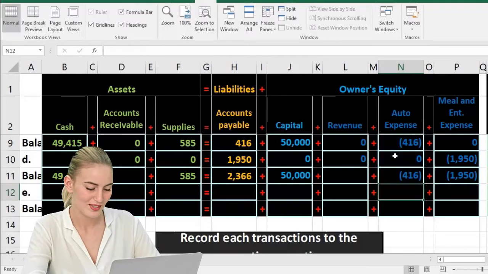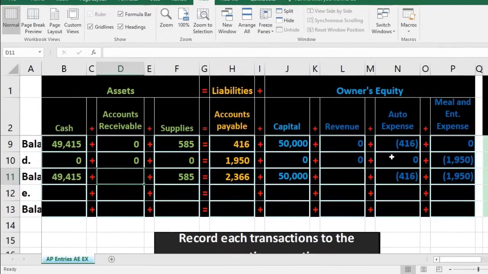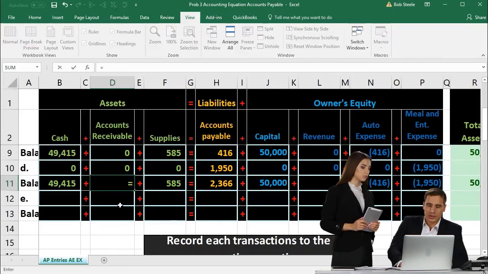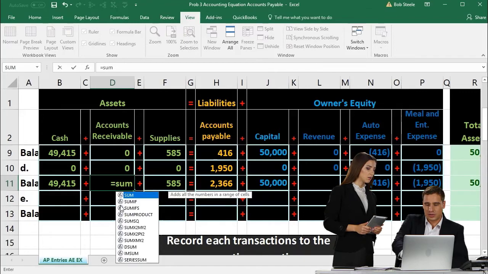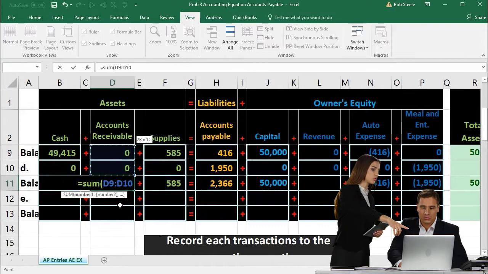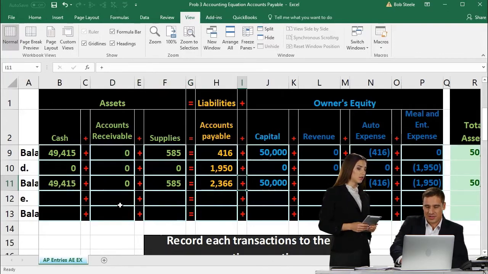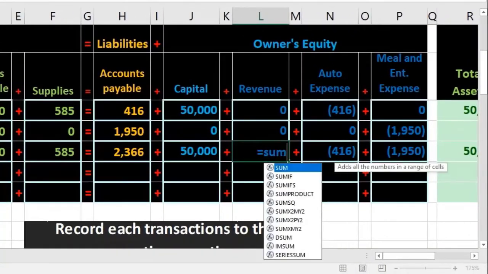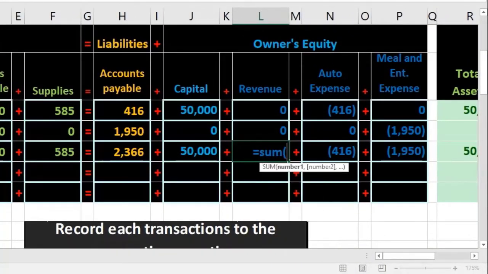Then we're going to go back through this and sum up all the areas that have the zeros in them using just the keyboard, starting with D11. So in cell D11 equals SUM, hold down shift 9, let go of shift, up arrow one time, hold down shift, up arrow again, and tab, tab, tab, tab, tab, tab, tab, tab. In cell L11 equals SUM, hold down shift 9, let go of shift, up arrow one time, hold down shift, up arrow again, and enter.